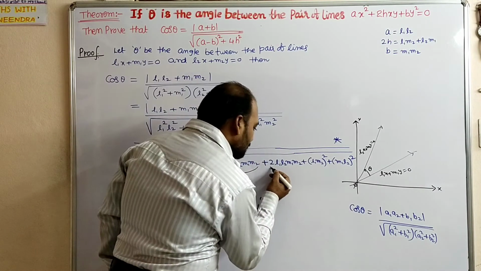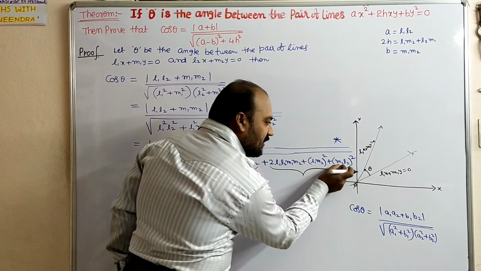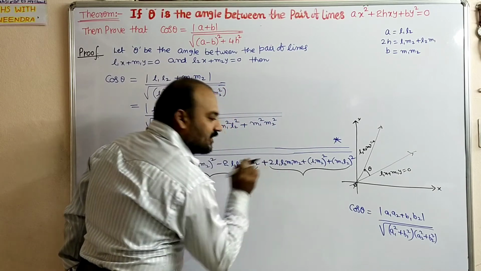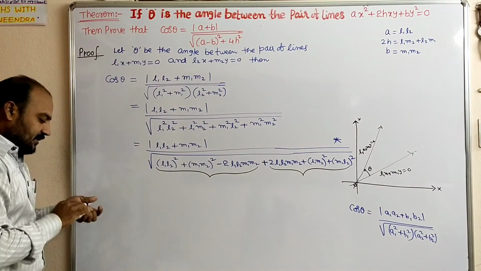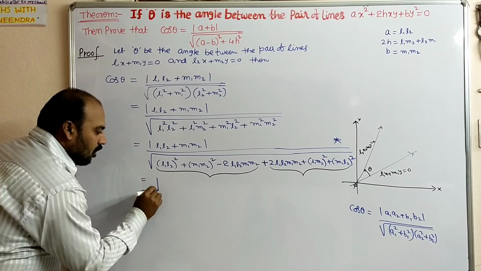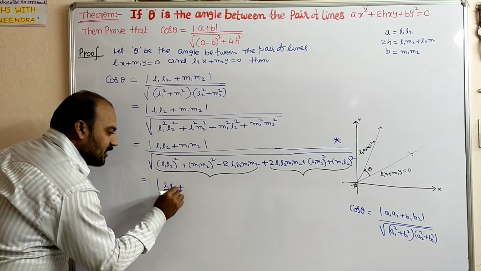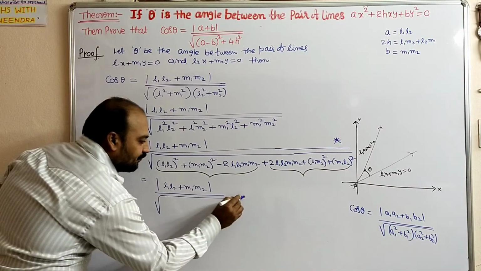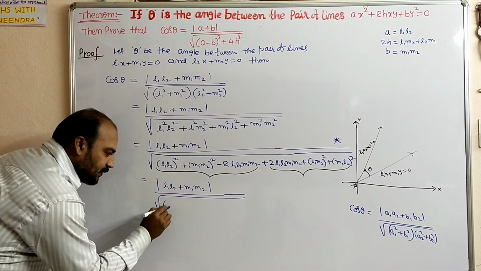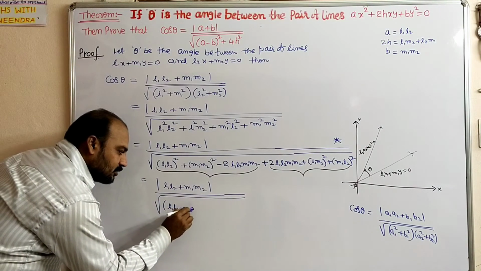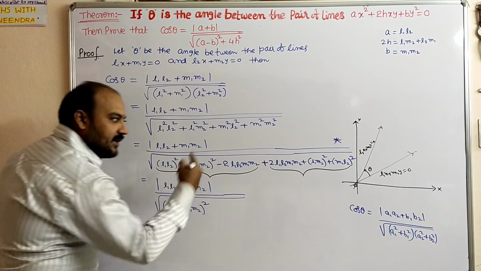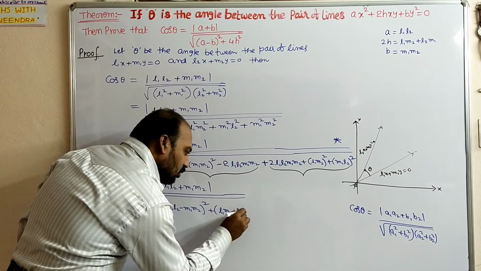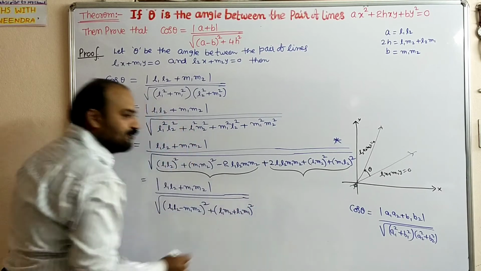Come to the second three terms. a square plus b square plus 2ab. So L1 M2 is one term, M1 L2 is another term. So this can be written as mod L1 L2 plus M1 M2 divided by square root of: the first three terms are the expansion of L1 L2 minus M1 M2 whole square, and the next three terms are the expansion of L1 M2 plus L2 M1 whole square.